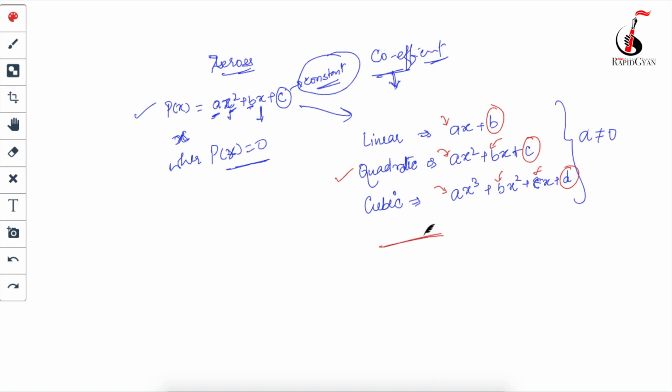In order to find the relationship between zeros and coefficients, we will start with the linear one, then we will solve quadratic, and then we will go to the cubic. So let's start with the linear polynomial. Linear polynomials are written in the form of ax + b. Let's take an example: suppose there is a polynomial p(x) = 4x + 3.